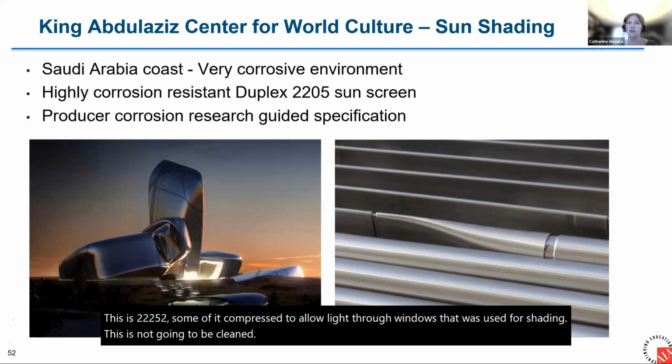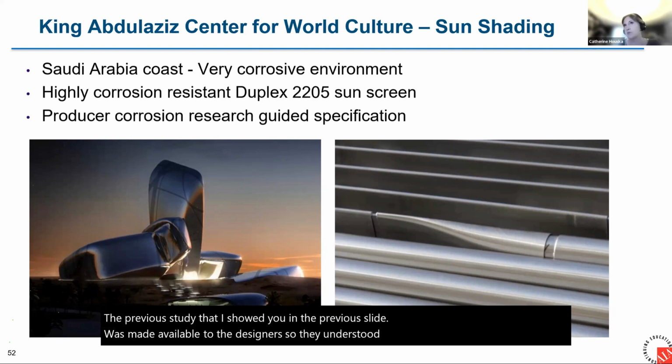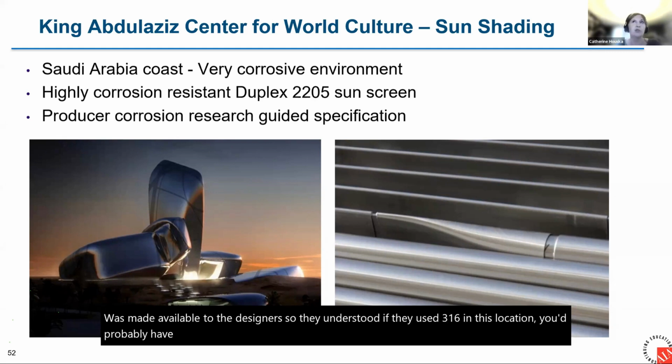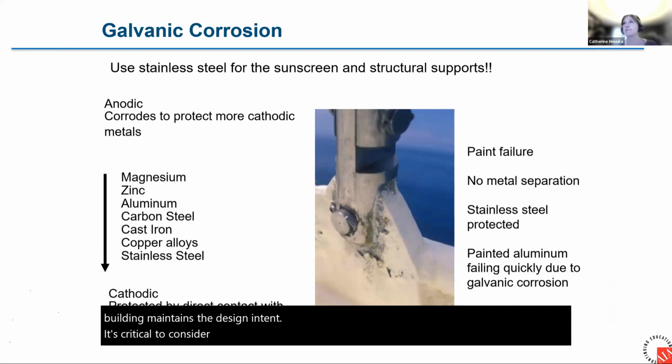The study that I showed you on the previous slide was made available to the designers so that they understood if they used 316 in this location, they'd probably have corrosion staining pretty quickly. So they used 2205 to make sure that the building maintains the design intent. It's critical to consider galvanic corrosion.